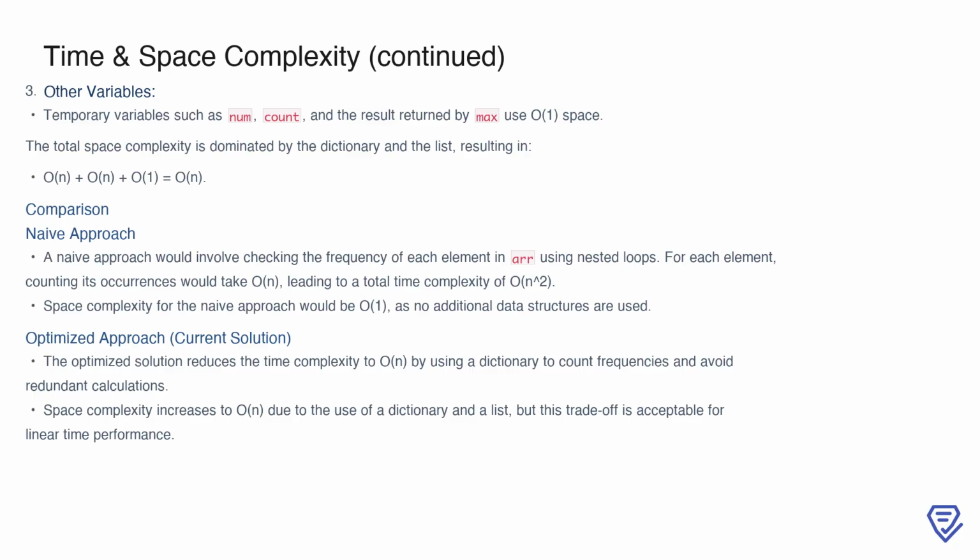Comparing this with a naive approach, a solution using nested loops to count frequencies for each element would have a time complexity of O(n squared), since each element's frequency would require a full iteration through the array. However, the naive approach has a space complexity of O(1), because it doesn't use additional data structures. The optimized solution significantly improves time complexity to O(n), using a dictionary, trading off increased space usage of O(n). This trade-off is worthwhile for achieving linear time.